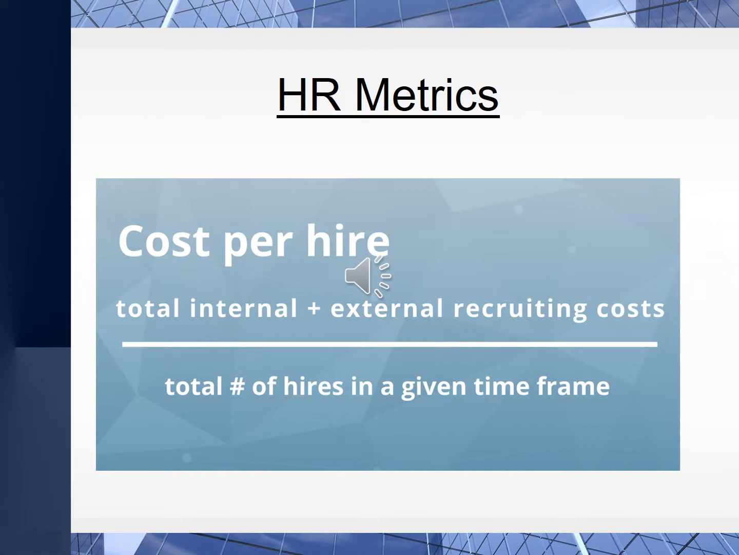Having reviewed some frequent policies and procedures, let's discuss common HR metrics. HR metrics are used to measure the success of an organization. One commonly used HR metric is the cost per hire. This is calculated by taking the total internal and external recruiting costs and dividing them by the total number of hires in a given time frame.